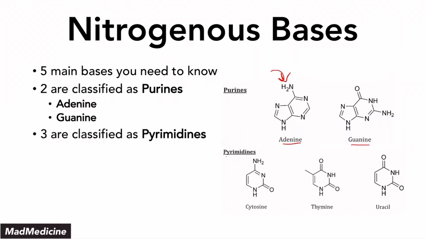And then you have 3 nitrogenous bases called pyrimidines. Pyrimidines are the cytosine, thymine, and for RNA, you have uracil as well. These are the 5 main nitrogenous bases that are used in our genetic code that are constantly coding for different aspects of our body, for different proteins, and different mechanisms that are going to go down.